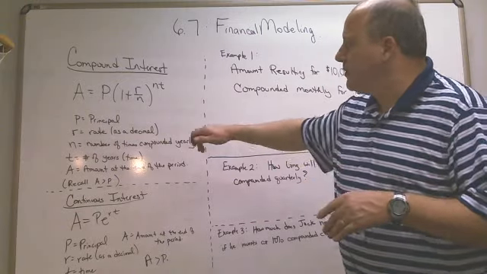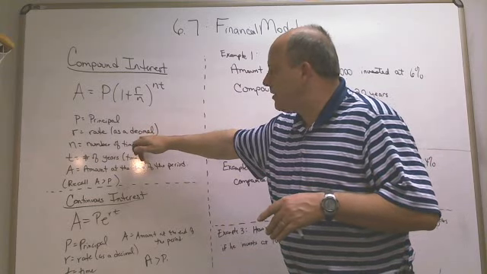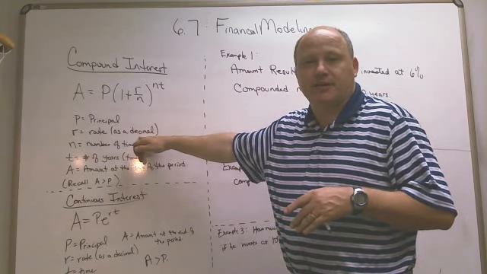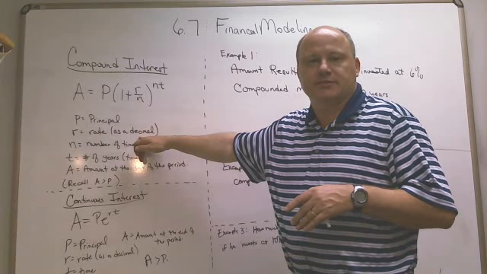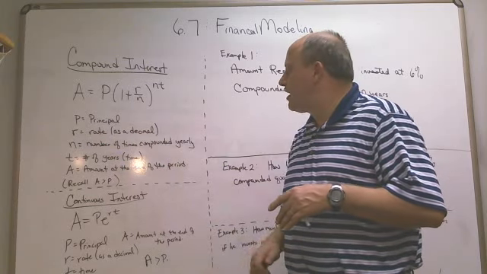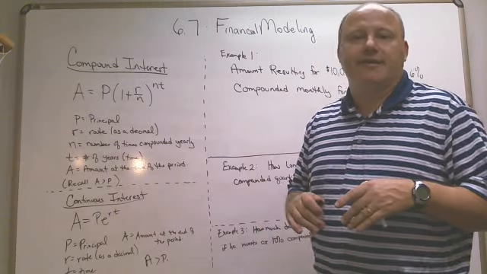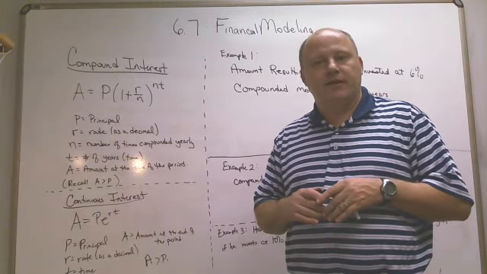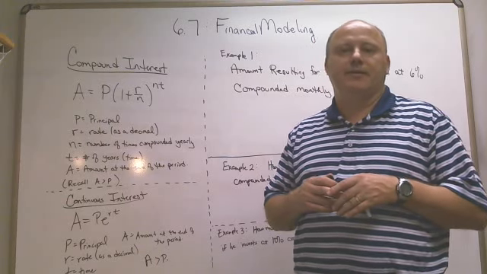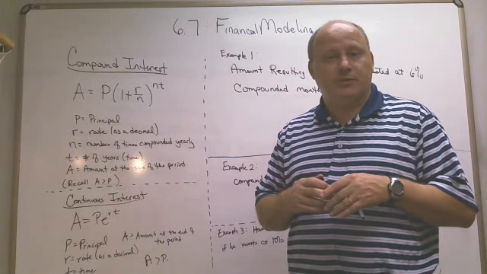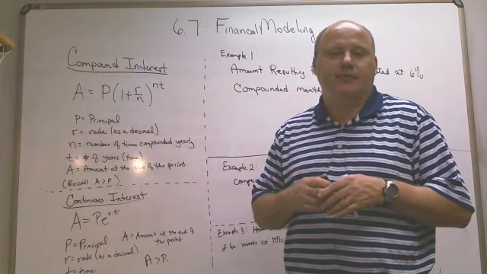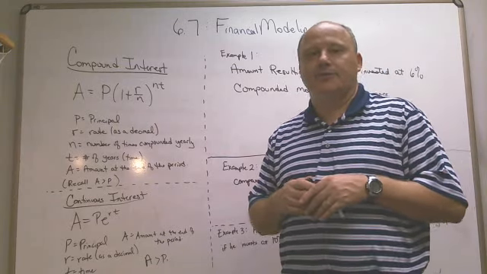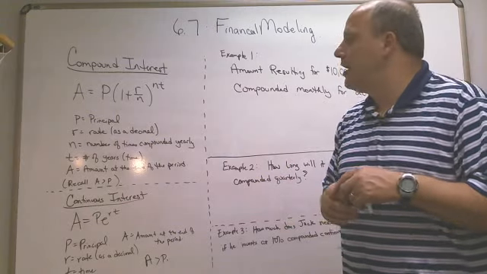So the P stands for the principal, and R stands for the rate, and it's written as a decimal. So if it says 6% interest rate, it's 0.06. N is the number of times compounded yearly. So if they told you it's compounded monthly, then of course N would be 12. If it says it's compounded quarterly, which in a lot of cases is what it is, N equals 4. If it says compounded semi-annually, of course N would be 2.